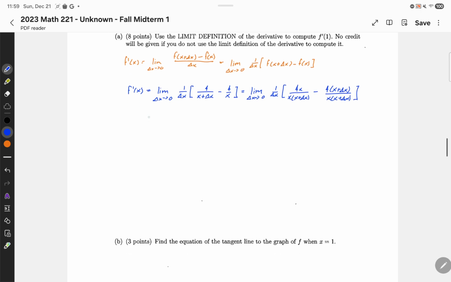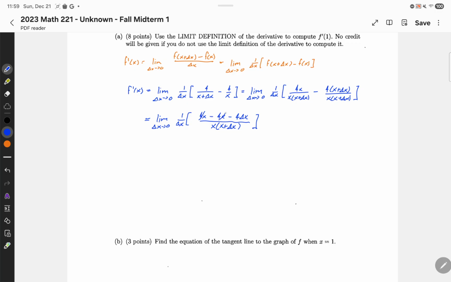And now this is going to be equal to the limit as delta x approaches 0 of 1 over delta x times, up here on the top let's go ahead and distribute. We're going to get 4x minus 4x minus 4 delta x, like this, right? We're distributing this 4, and we have to subtract both of those terms. And then on the bottom, we're going to get x times x plus delta x.